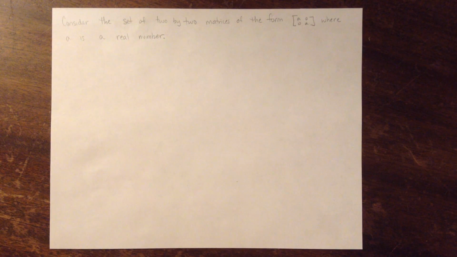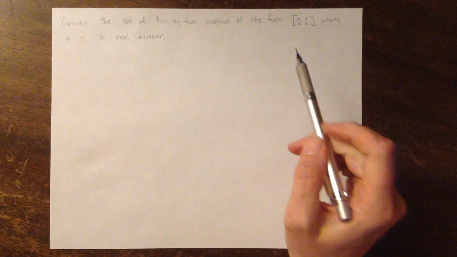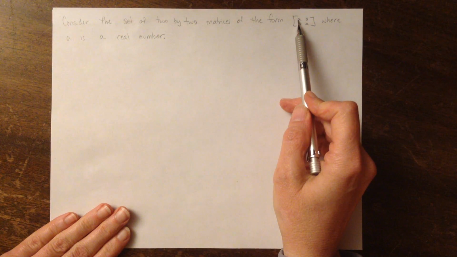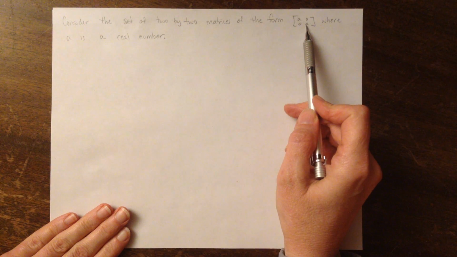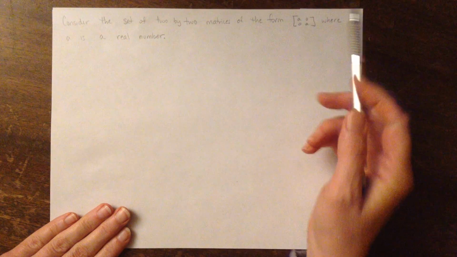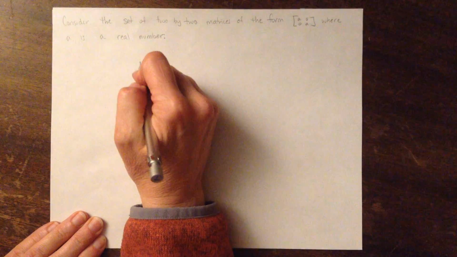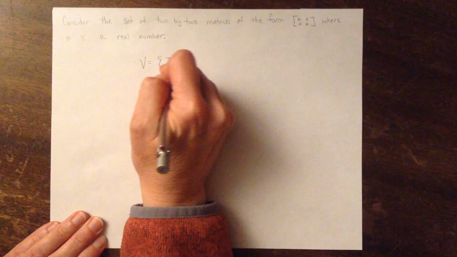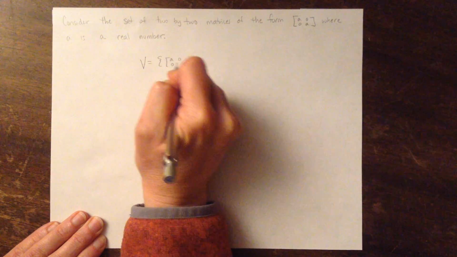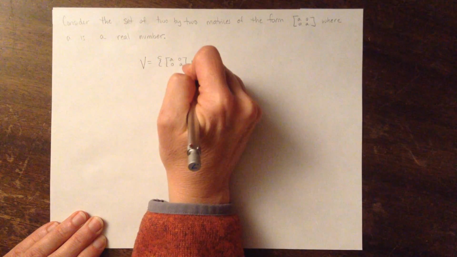So we're going to look in this video at this one set, a set of 2x2 matrices of this form, where you have in the first row, first column position, a real number. In the second row, second column, you have the same real number, and zeros everywhere else. So I'm going to call this set V, the set of matrices that look like this.